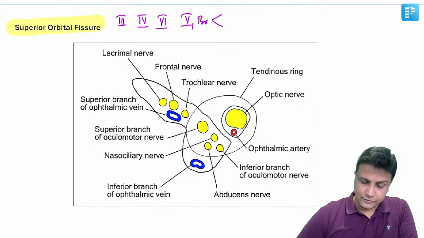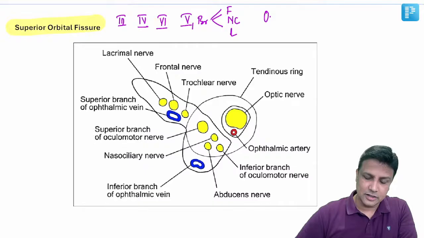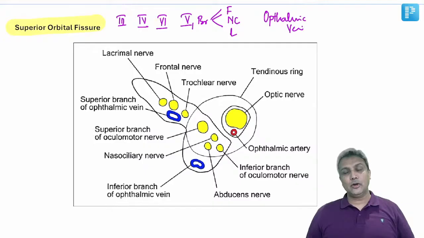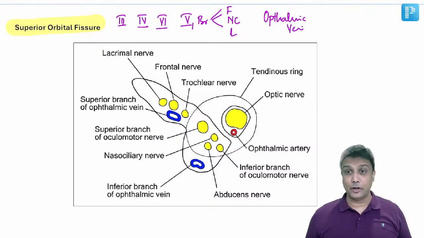And the branches of the ophthalmic nerve are three of them. One is the frontal nerve, another is the nasociliary nerve, another is the lacrimal nerve. The frontal, nasociliary and the lacrimal nerve. And of course, along with these nerves, the ophthalmic veins pass from here. There are two of them: the superior ophthalmic vein and the inferior ophthalmic vein pass through the superior orbital fissure. All these structures pass from here.